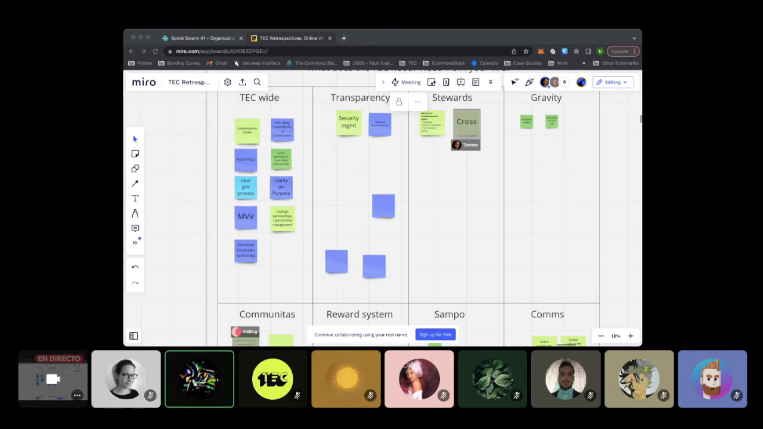No worries. I just want to get the TEC-wide conversation and perspective from everybody. Then we can individually add to individual working groups. But I think the TEC-wide concerns are the ones that are kind of foundational to how we move forward. So I'm going to go ahead and pass it over to Gideon. Thanks, Nate.